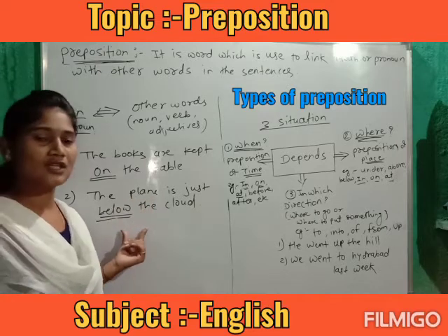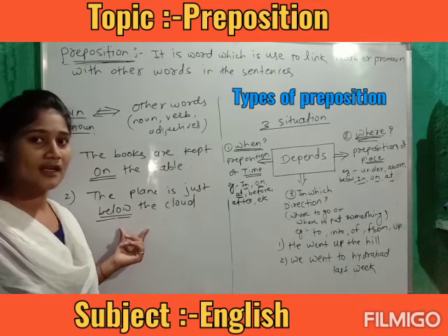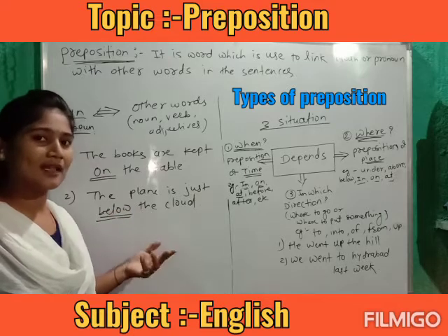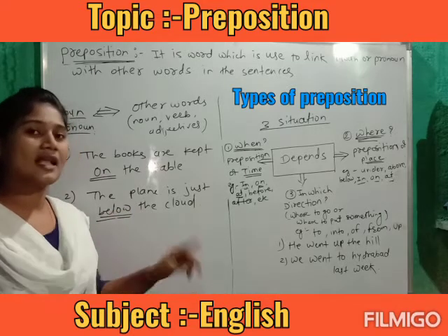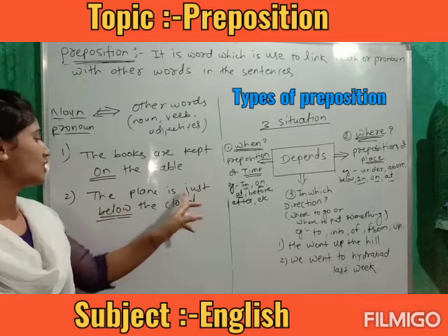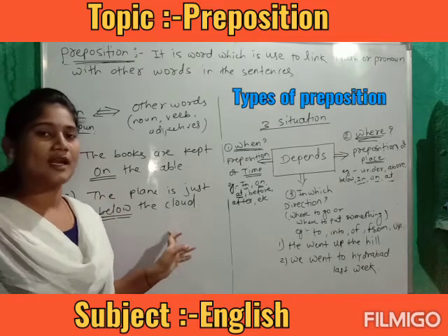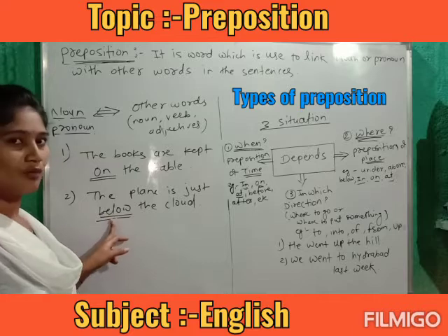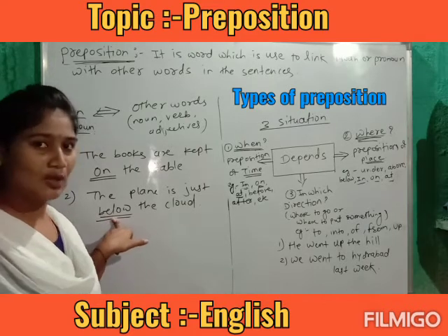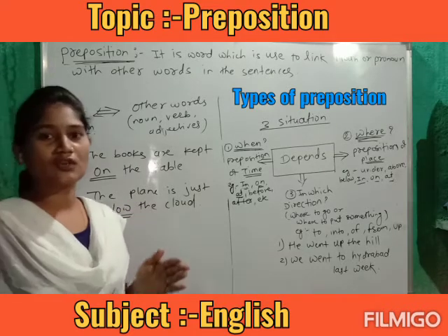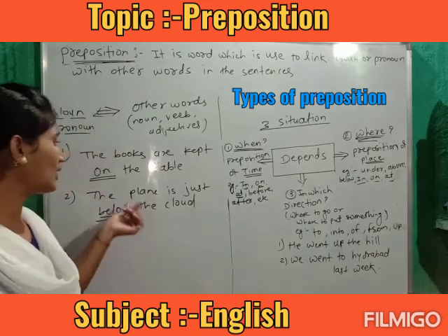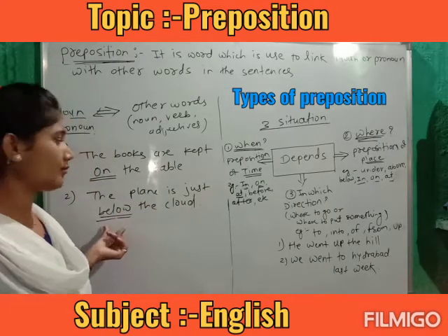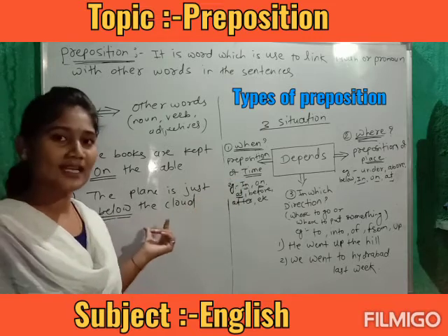How can we ask a question related to this? Where is the plane landing, or where is the plane going, or where is the plane situated? You can make any question like this, but only one answer will come: the plane is just below the cloud. In that way you can write the word below. This word below is nothing but a linking word which describes the relationship between that particular plane and that particular cloud. Now this is a preposition of place because it indicates place.